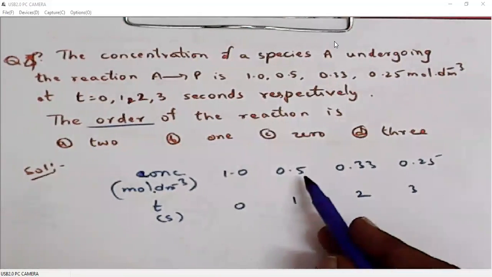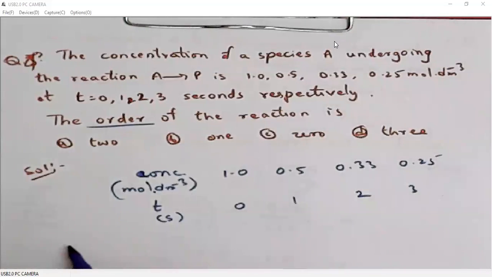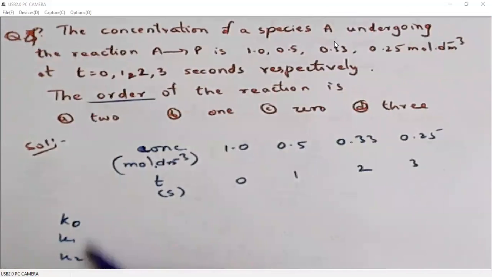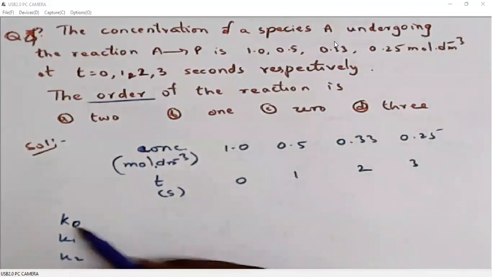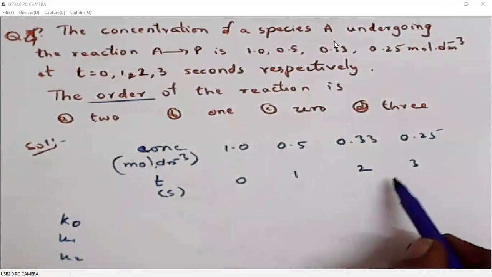Yeah, concentrations were given, time was given. This problem we can directly solve by taking the integrated rate expressions. So K0, K1, K2. We need to take all the rate constant expressions. We need to substitute these values, and whenever we have a constant K value, we will say that is the order of the reaction. But here we can derive a simple relation in terms of half-life.